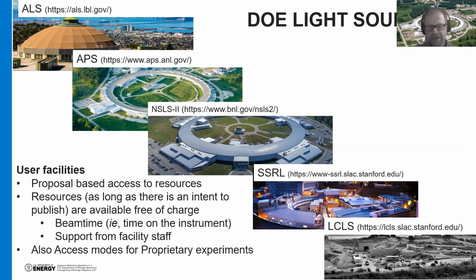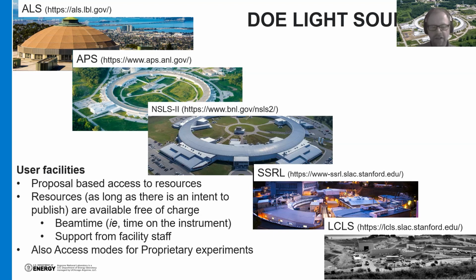Dava mentioned that there's 5 light sources in the complex. I've listed them up here. I'm, as I mentioned, at the Advanced Photon Source. They're all optimized for somewhat different experiments. So the Advanced Light Source, for example, is really fantastic for soft X-rays. APS is optimized for hard X-rays.